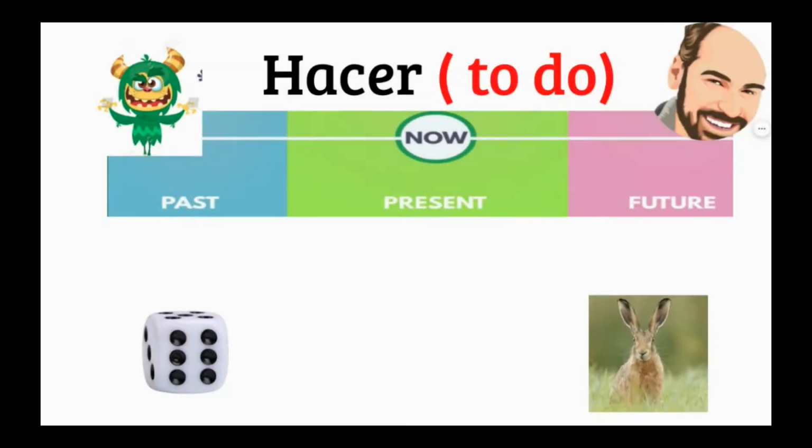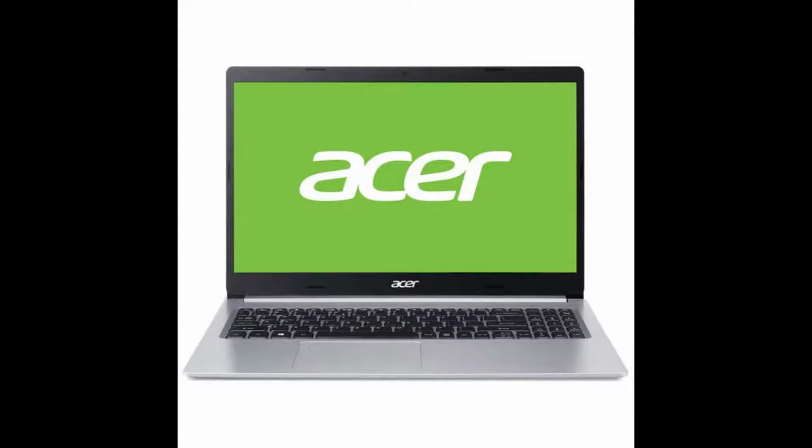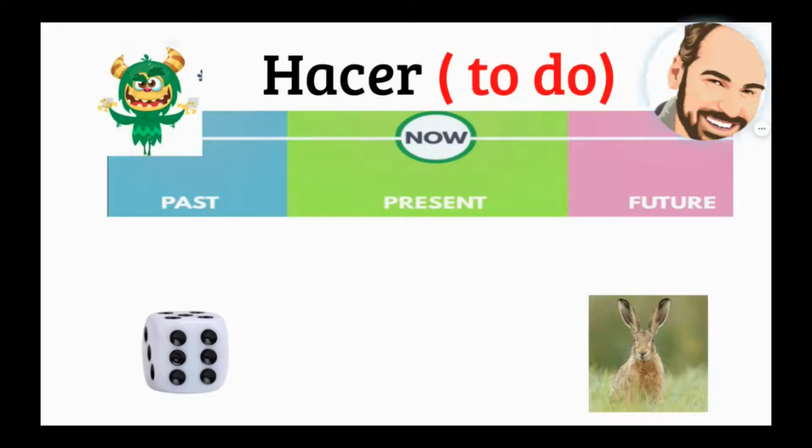Hacer, to do. Now, hacer sounds really similar, especially the spelling, to the laptop brand called Acer. What you need to do to remember hacer is just spell an H at the beginning of Acer, and you will remember it: to do an Acer. I know it sounds a little bit weird, but it's a way to remember hacer. It's like a mental hook.